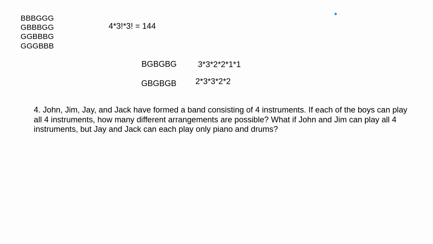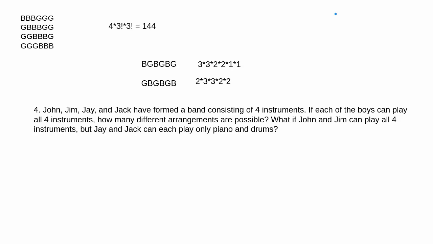So the first question is, in this instance, John, Jim, Jay, and Jack have formed a band consisting of 4 instruments. They can all play the 4 instruments. How many possible ways can they play an instrument? So if John can play 4 instruments, then Jim would only have options to play the rest of the 3 instruments. So we'd multiply with 3. And then Jay would have option to only play 2 instruments, which would be 2. And then Jack would only have option to play 1 instrument, which would be 1. Now this is 4 factorial, which is 4 multiplied by 3, 12, 24. The answer is 24 for the first part of the question.